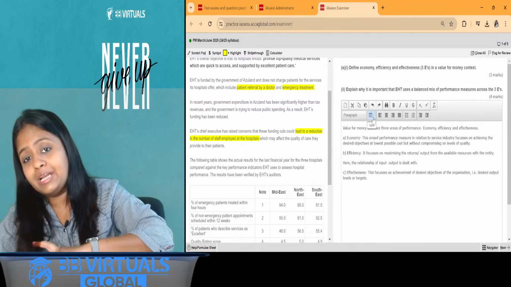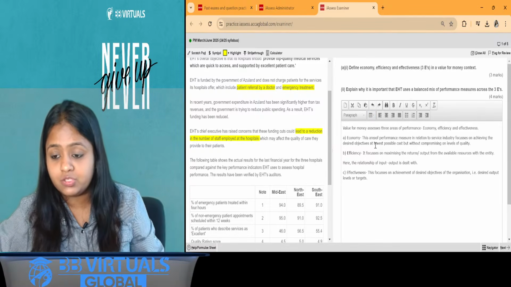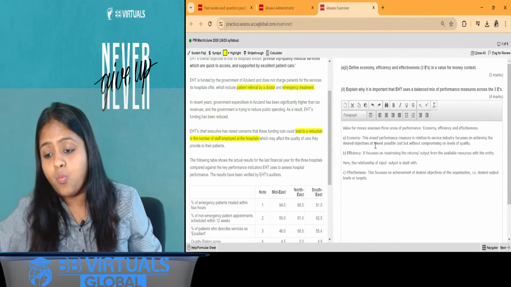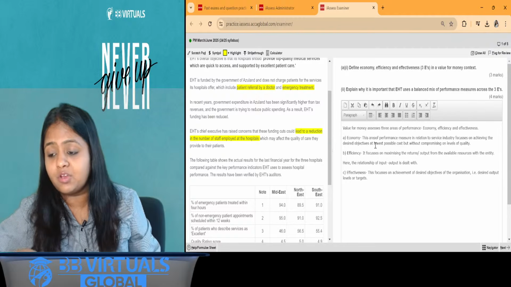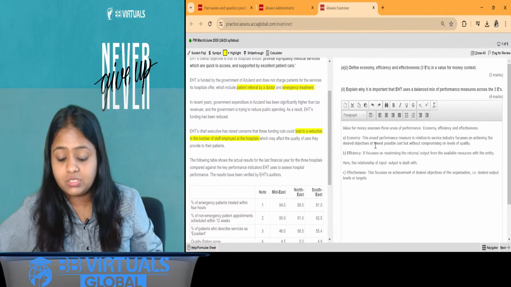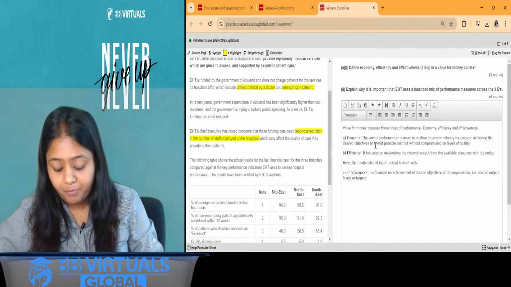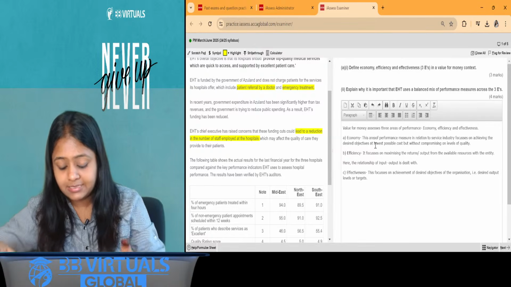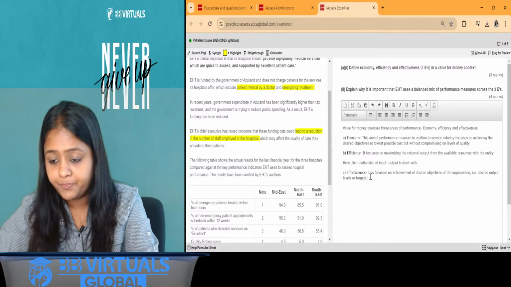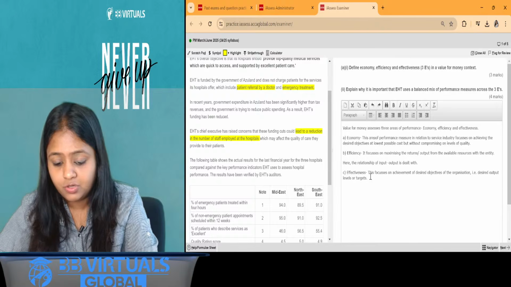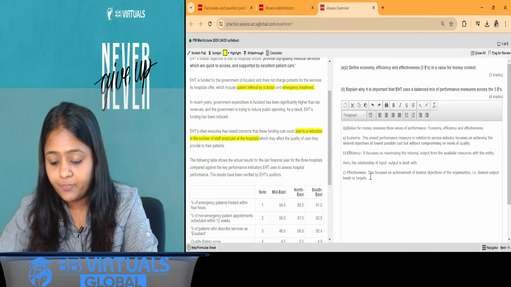But now let's go back to a question, focused on: explain why it is important that EHT uses a balanced mix of performance measures across the 3 E's. Why is it important? It is important as they all are interrelated. So I will write here question number A2. Here you can mention question A1, but here I will mention question A2.